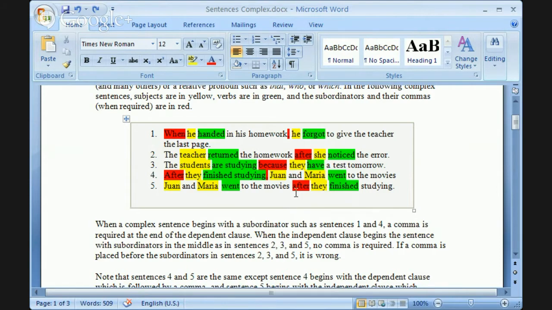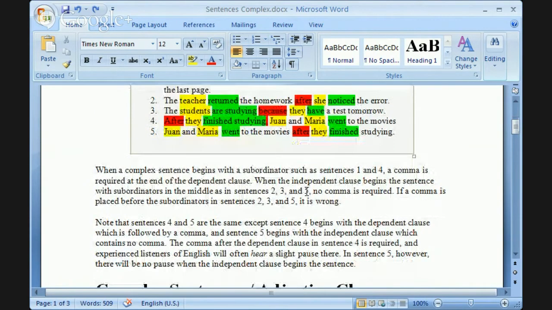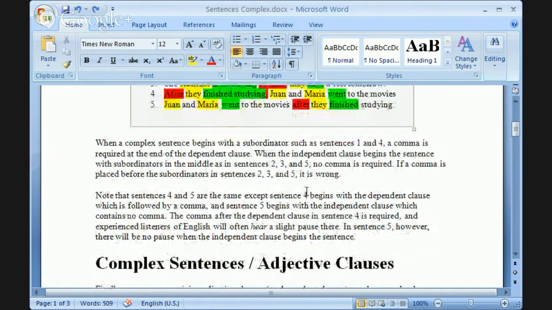When I add "after they finish studying," a time-based clause with "after" as a subordinator, I have a complex sentence. Okay. Always, very simply, when you begin a sentence with a subordinator or with the dependent clause, you're going to need a comma to separate the two clauses.